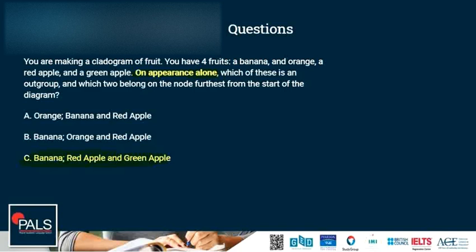If we would construct this cladogram, it would roundabout look like this. We have our banana as an outgroup. Then the orange comes in here. And here we have red apple and green apple.